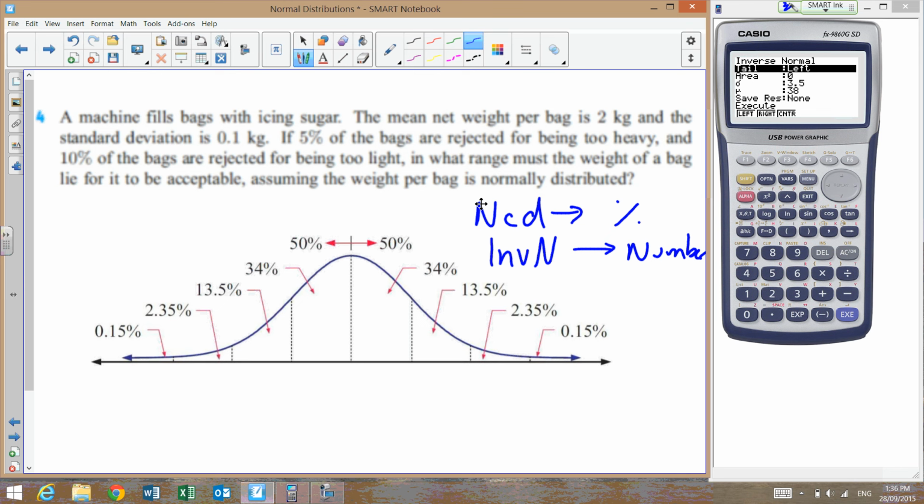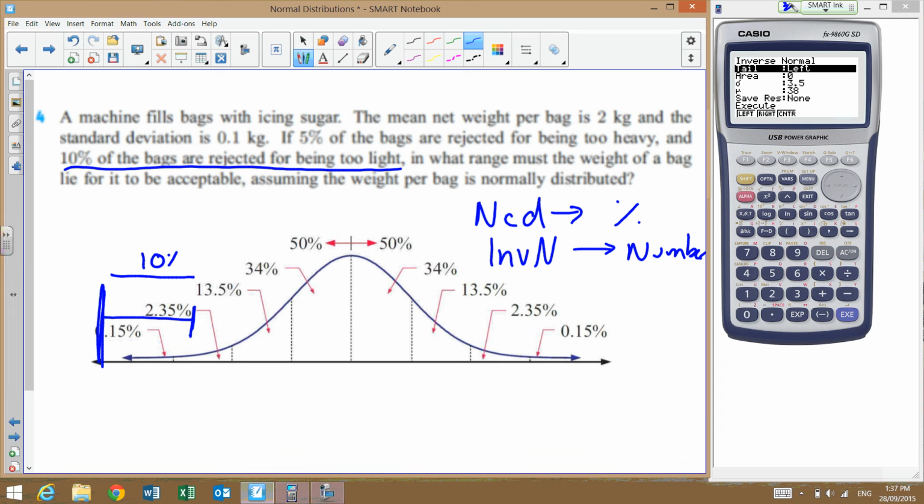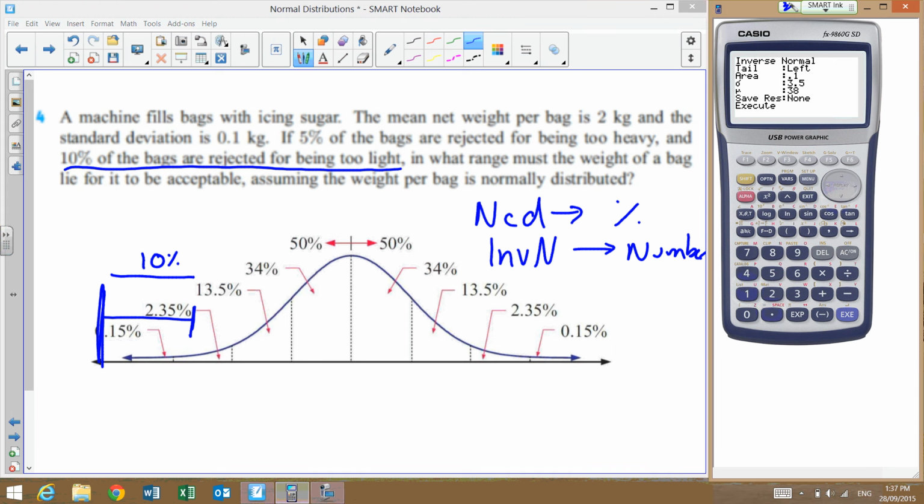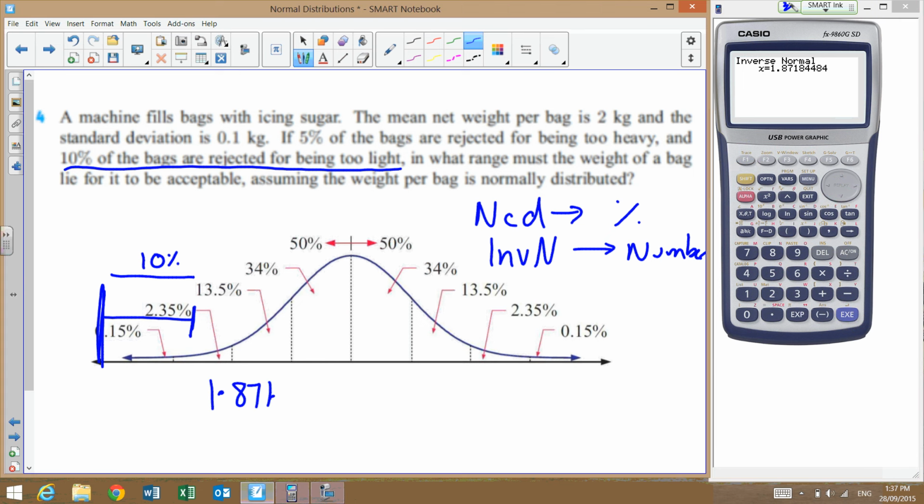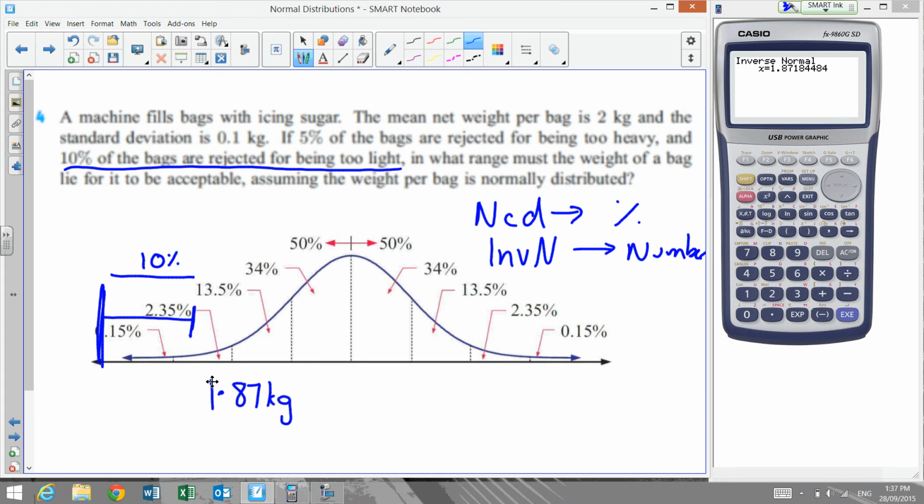You can see that we have a tail from the left. So what that means is when we start from 0, how far in would you like to come? So 10% of the bags are being rejected for being too light. So if I start from the left and come in 10%, that's going to give me a value. So what area would I like? I'd like 10% as a decimal, which is 0.1. My standard deviation is 0.1. And my mean is 2. If I scroll down and execute, it will be 1.87. That's in kilograms. So if it's less than 1.87 kilograms, it will be rejected for being too light.